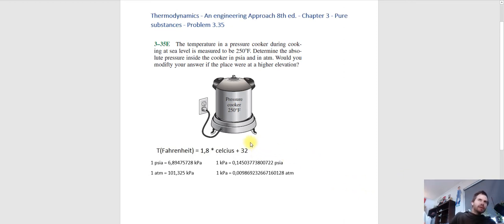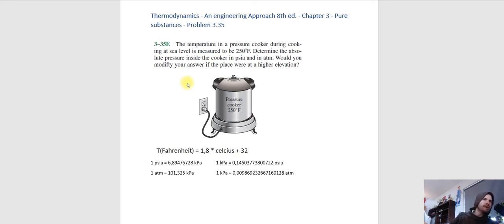It's Thermodynamics: An Engineering Approach, Edition 8, Chapter 3, Pure Substances, Problem 3-35. The temperature in a pressure cooker during cooking at sea level is measured to be 250 Fahrenheit. Determine the absolute pressure inside the cooker in psia and atm. Would you modify your answer at a place with a higher elevation?